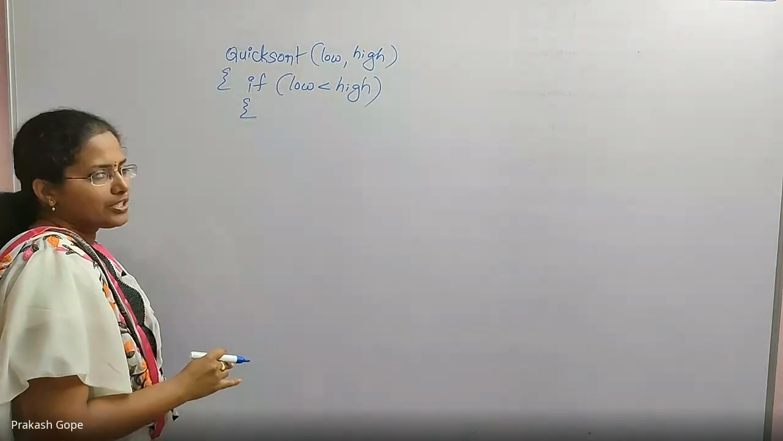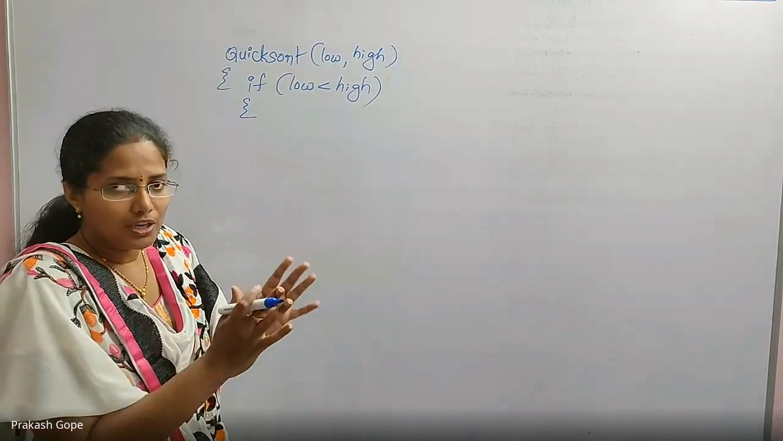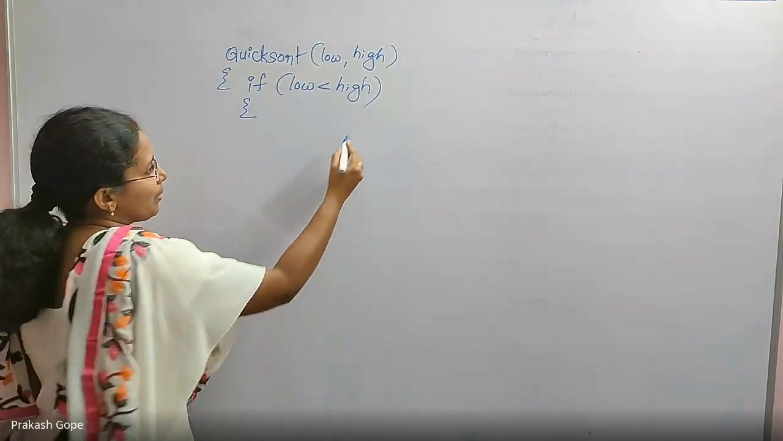So first thing, I need to take a pivot and then put it in its right place. All this is done by a function called partition function.